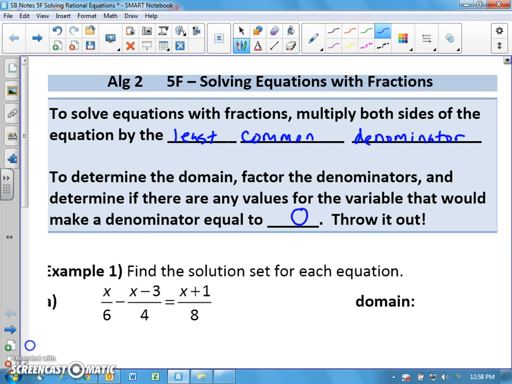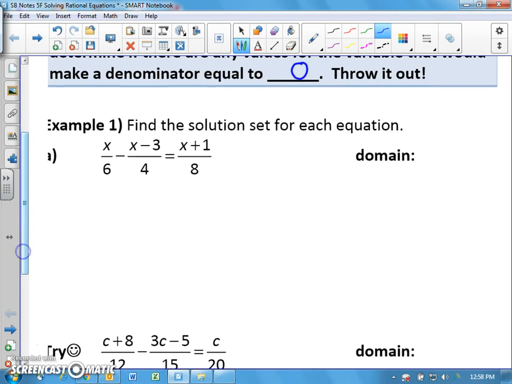So let's look at example 1. In this equation, our denominators are 6, 4, and 8. Since there are no variables, there's no way for those to be 0. So our domain is all real numbers.